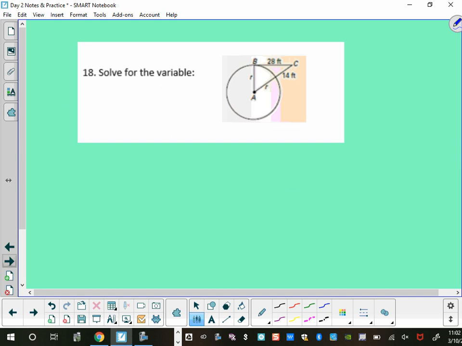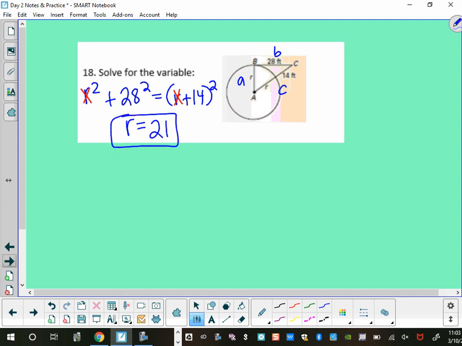All right, number 18. I can call this A, this B, and that's C. So we can have r squared plus 28 squared, which equals r plus 14 squared. When you use Desmos, we don't use r's. We type in x squared plus 28 squared equals x plus 14 squared. So for your answer, I got 21. You guys get that?